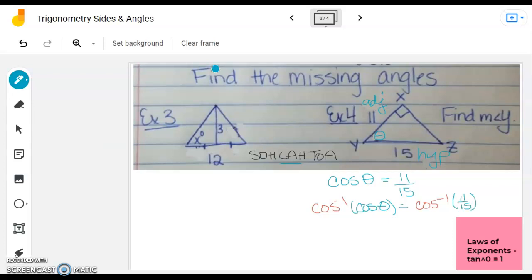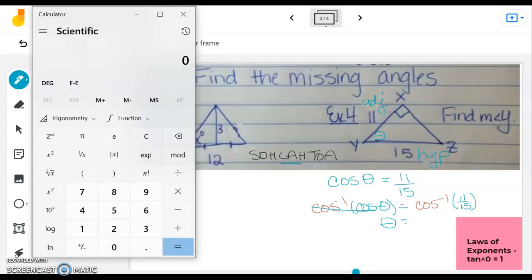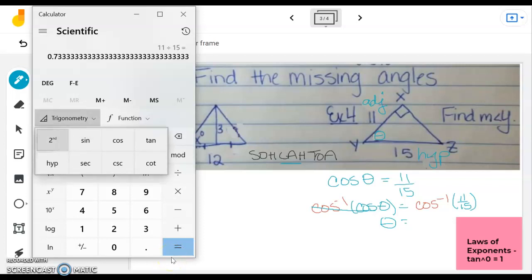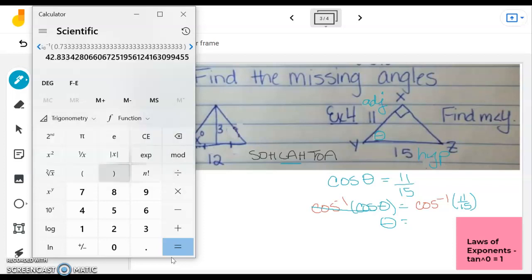Okay, so when I multiply these together, they cancel out, leaving me with theta. So now I have to use my calculator for the inverse cosine of 11 over 15. Your calculator, you're going to have to figure out how it works. I know with this one here, I have to do the fraction first, so I have to do 11 over 15. Then I need to go to my trigonometry, and I have the second function that's going to change all of my regular trig functions to the inverse. So I need the cosine inverse, and there's my answer, 42.83.